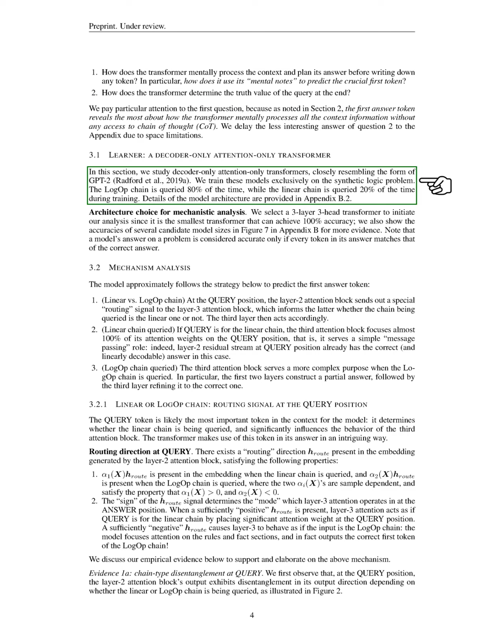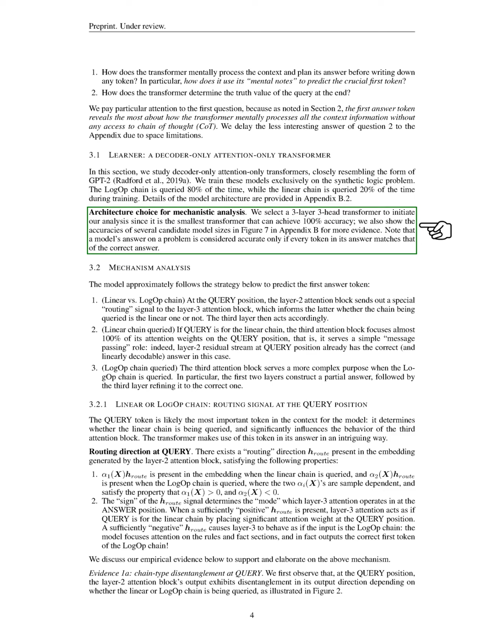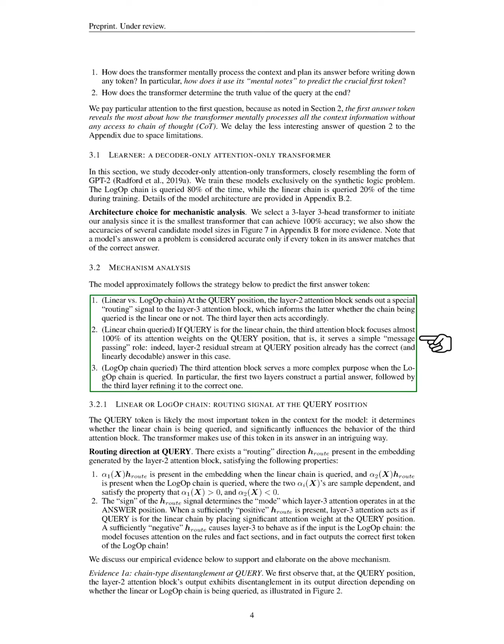We analyze decoder-only attention transformers that resemble GPT-2, training them exclusively on the synthetic logic problem. During training, we query the logical operator chain 80% of the time and the linear chain 20% of the time. We choose a three-layer, three-head transformer for our analysis, as it is the smallest model that can achieve 100% accuracy. The model generally follows a strategy to predict the first answer token.